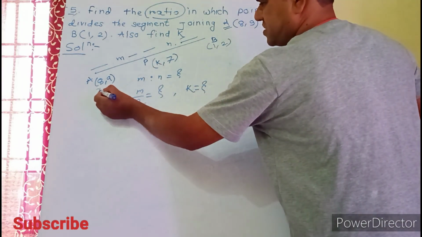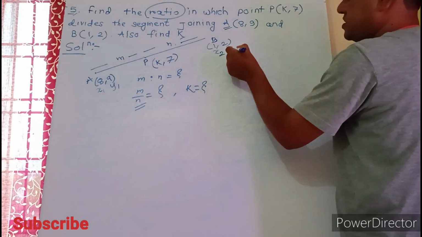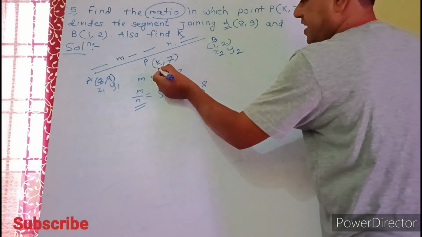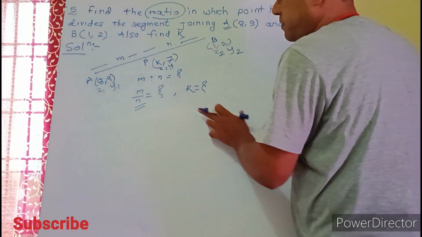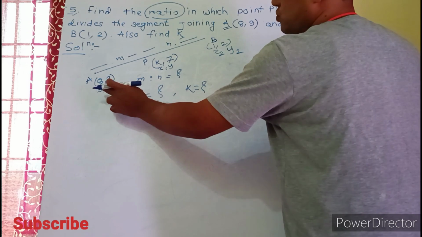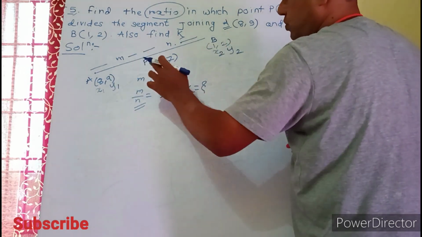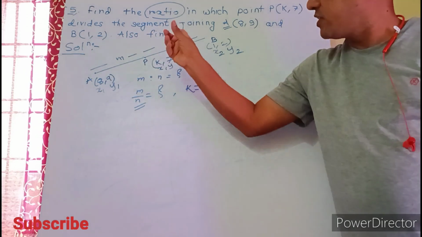Now let us consider this is x1, this is y1, this is x2, and this is y2. Now x, y are the coordinates of point P. By the section formula, this x and y can be calculated. The value of y is given. Therefore we will first find the ratio, then we will find the value of k.